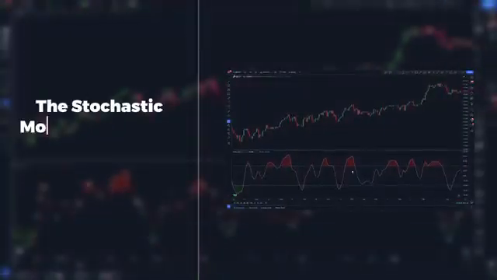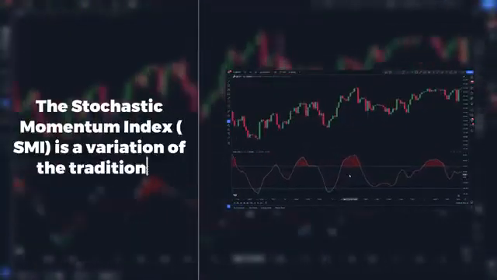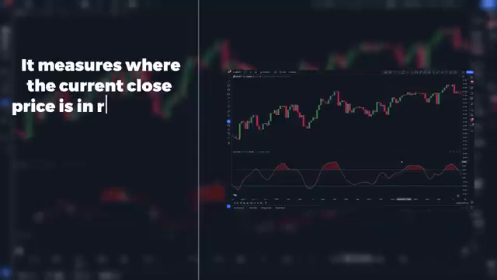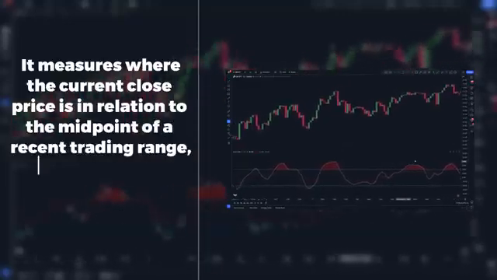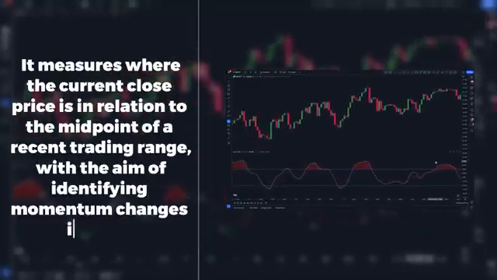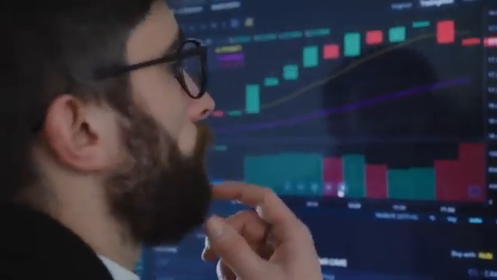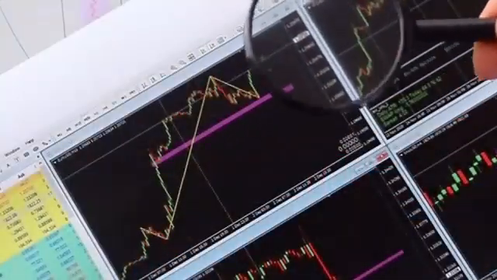The Stochastic Momentum Index is a variation of the traditional stochastic oscillator. It measures where the current close price is in relation to the midpoint of a recent trading range with the aim of identifying momentum changes in price. As with many oscillators, it provides traders with insights about potential overbought or oversold conditions in the market.